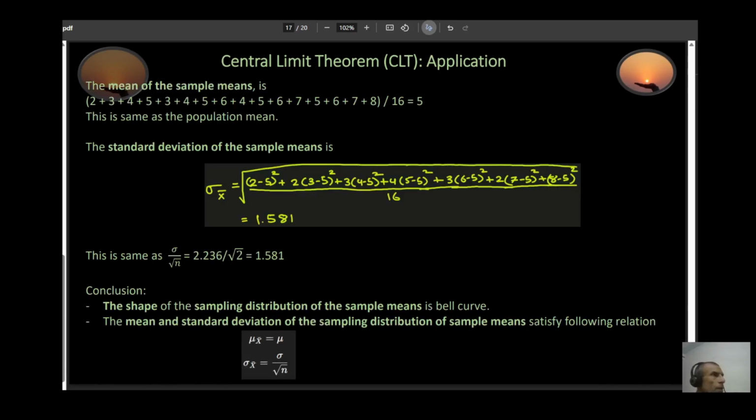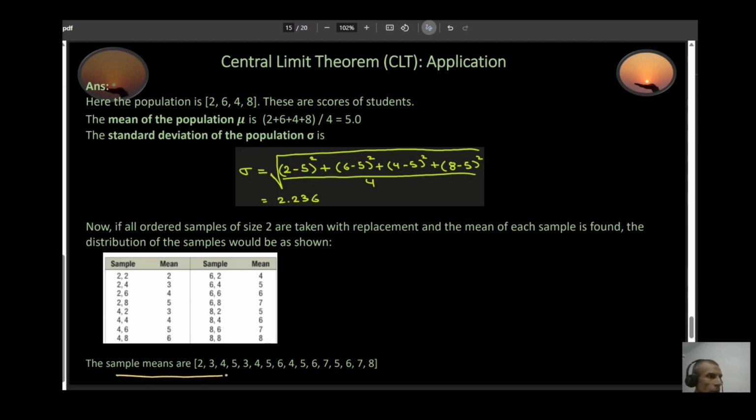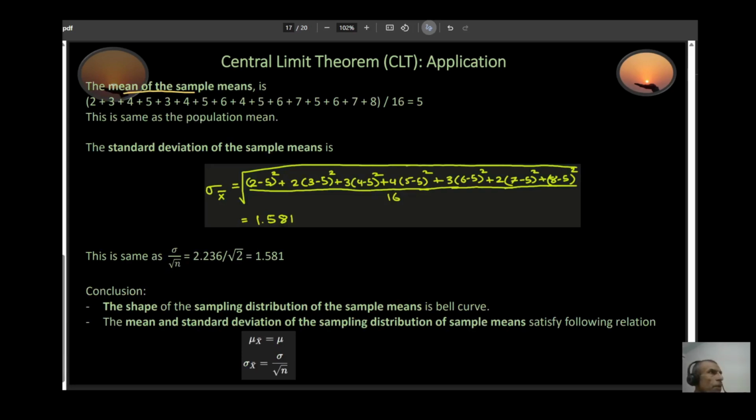Okay, now let's look at the mean of my sample means. My sample mean is this one right here. This is my sample mean. Okay, so let's look at the mean of my sample mean. You add all the numbers together, okay, divide by 16 because that's the size of your sample means, and the answer comes out to be 5. This is exactly the same as your population mean.